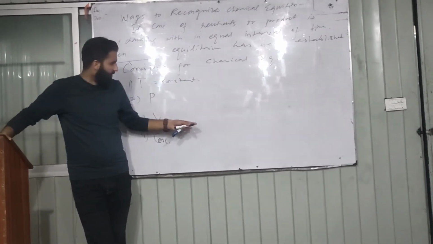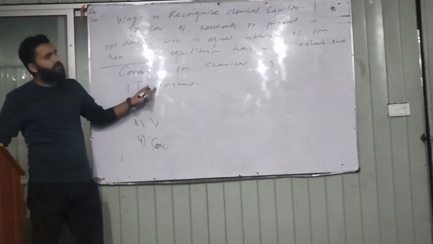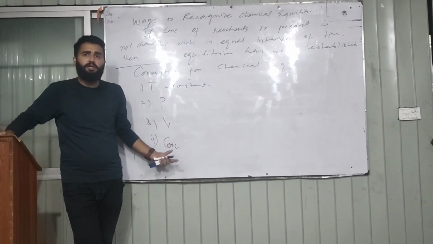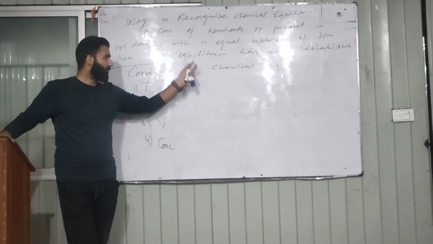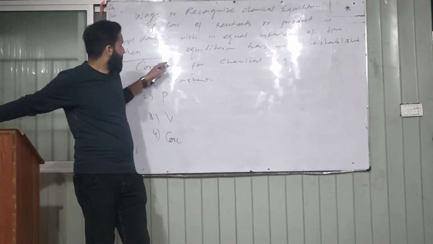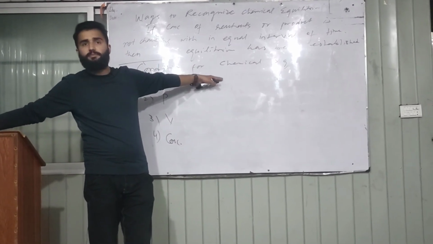Clear? However, you have to memorize that temperature should be kept constant, pressure should be kept constant, volume should be kept constant, and concentration should be kept constant. And all these 4 factors are conditions for chemical equilibrium. Clear?